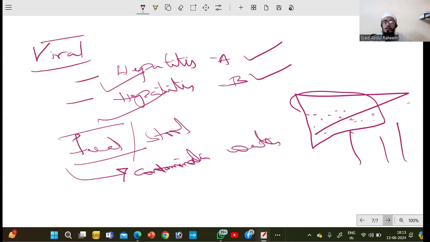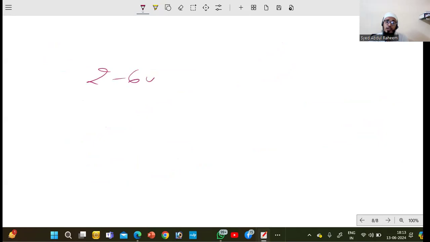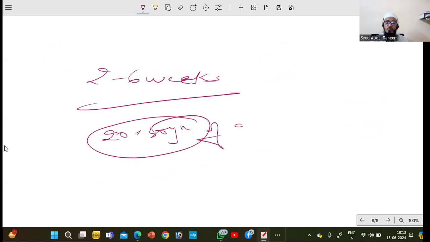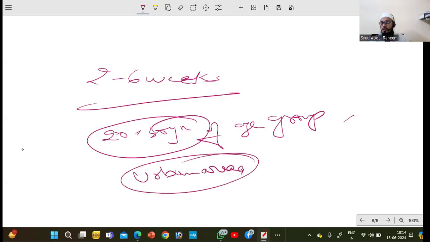It will take 2 to 6 weeks to incubate. This is the incubation period of hepatitis A and B. Mostly this is seen in the 20 to 30 years age group, mostly in village areas and urban areas. There is a reason the government is giving vaccination for hepatitis E and hepatitis B.